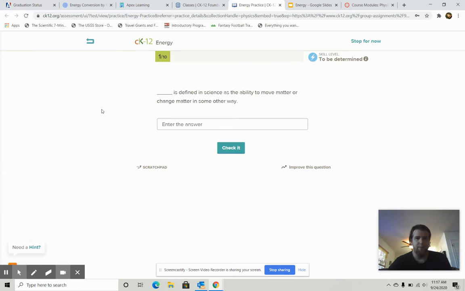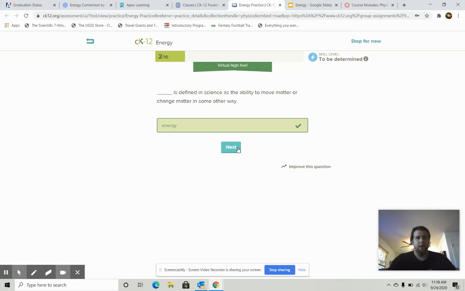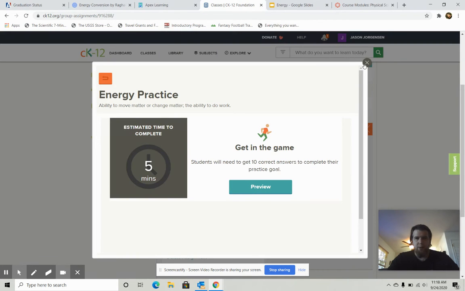There we go. So blank is defined in science as the ability to move matter or change matter in some other way. Now, I will know from both the lecture and the stuff I've read before that this is simply energy. Check it. Yay, I'm good to go. I have 2 out of 10. Once you get to 10, it'll let you move on to the next section. Okay? And then you'll go through all of that.